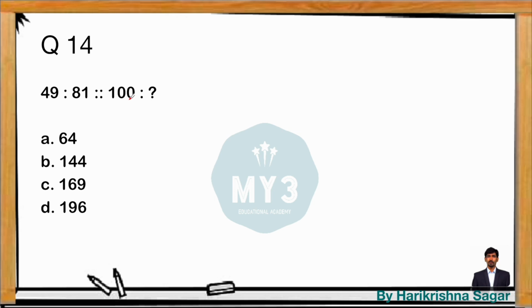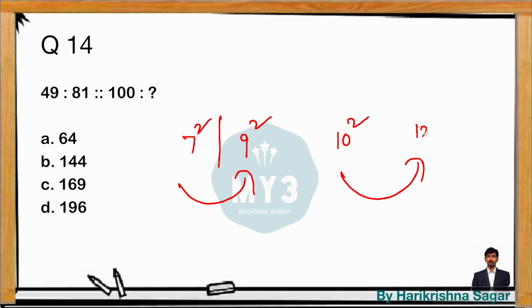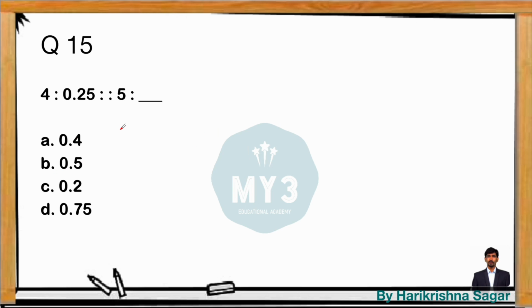49, 81. 100 will be what? 49 is 7 square, 81 is 9 square, 100 is 10 square. So 9 becomes 10 square, 10 will become 12 square because there is an increase of 2. 12 square is 144. Mark it as the answer.